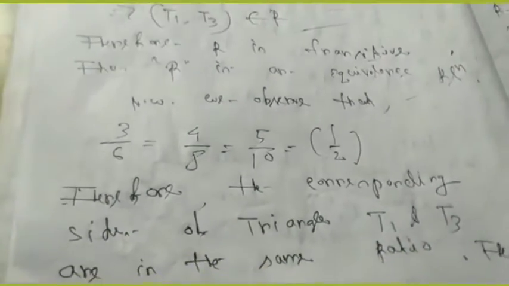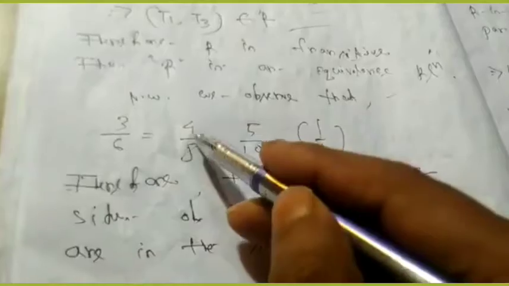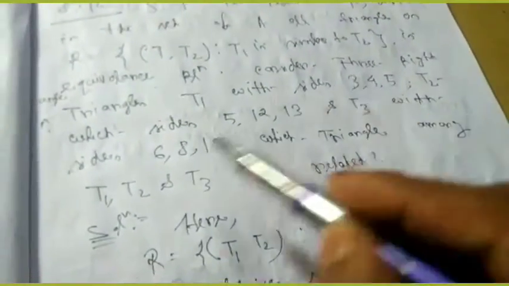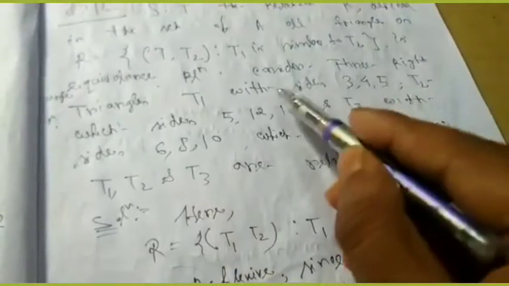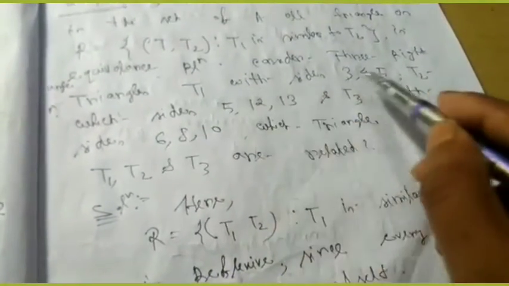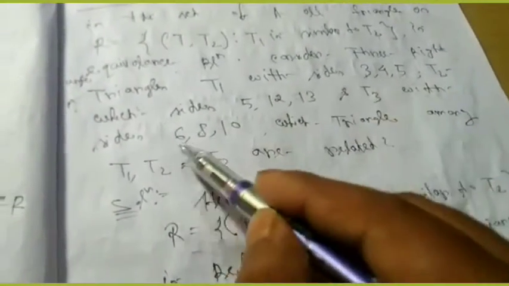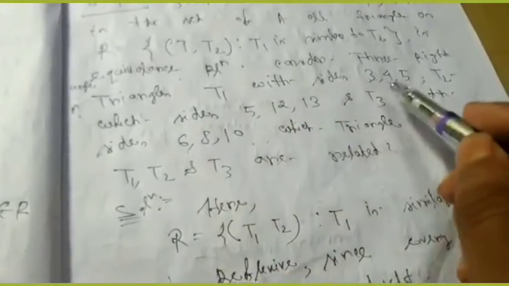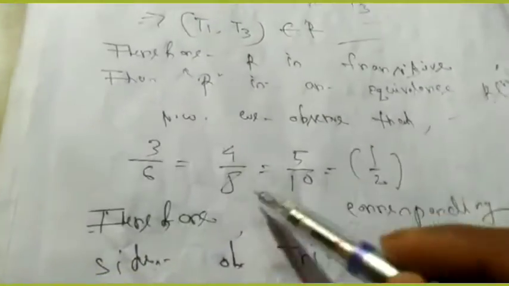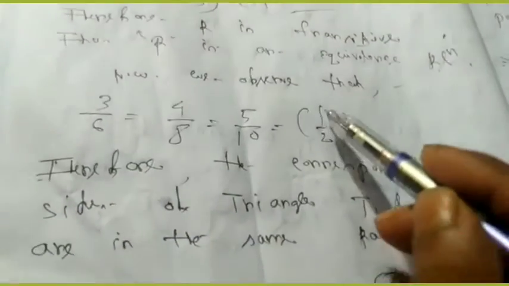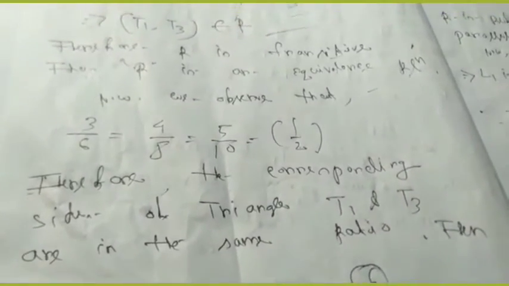Now from the above, we observe that 3/6, 4/8, 5/10. Why? See here, 3/6. Those are the sides: T1 sides are 3, 4, 5 and T3 sides are 6, 8, 10. So 3/6, 4/8, 5/10. Here we have clearly written 3/6, 4/8, 5/10. That means we get the same value, one half. So ultimately T1 is completely related to T3 in the same ratio.